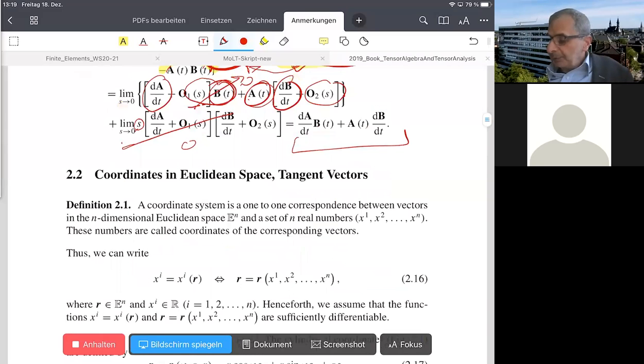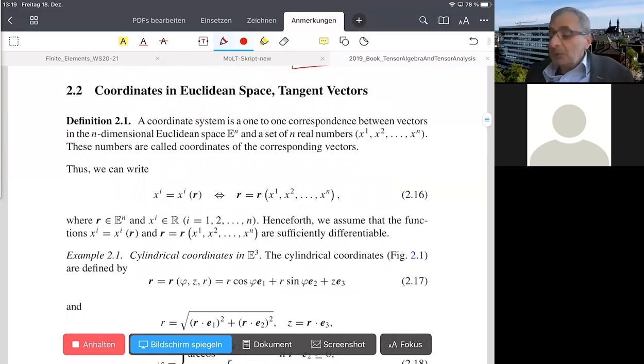And the next topic, as I already mentioned, is coordinates. Very, very important topic, coordinates. And we will also discuss fields, coordinates in Euclidean space. And another important topic, tangent vectors. I would like even to stress it more, tangent vectors, which are very important also in continuum mechanics.